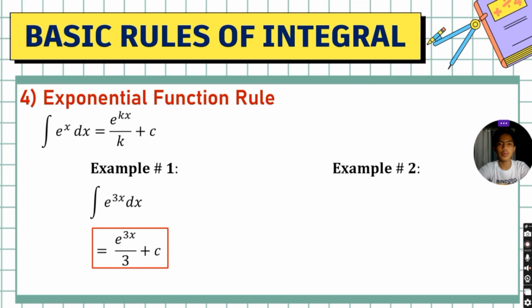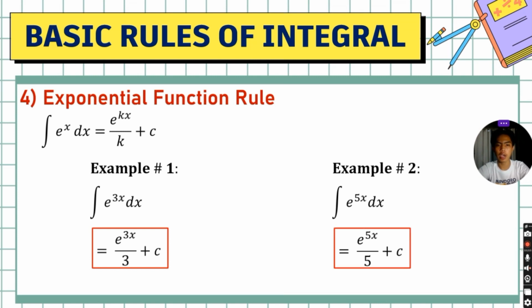Second example, the integral of e raised to 5x dx. Again, first we will copy the given function all over the k in the function, so 5 in this example. Thus, the final answer is e raised to 5x all over 5 plus c.